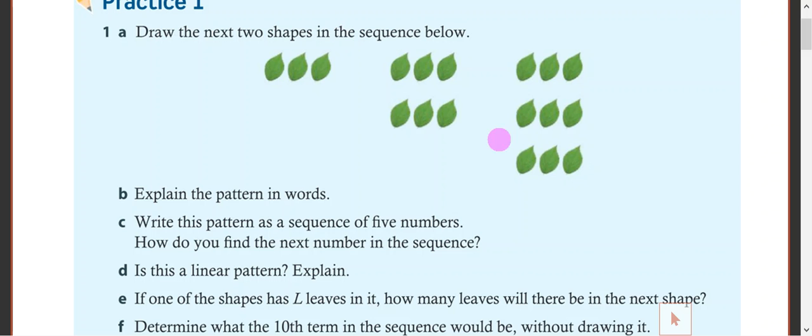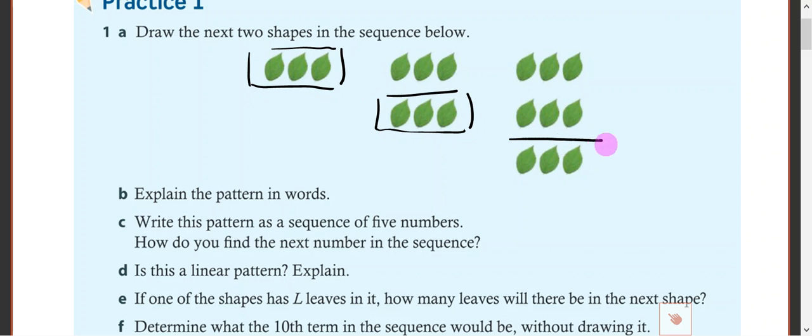So draw the next two shapes in the pattern. So what we did was explain how the pattern works. Could you remind me how this pattern is carried on? Okay. Add 3. We just add 3 every time. So the core of the pattern, look, we've got 3, then we add another 3, then we add another 3. So to explain the pattern in words, we have leaves that go up by 3 every time.